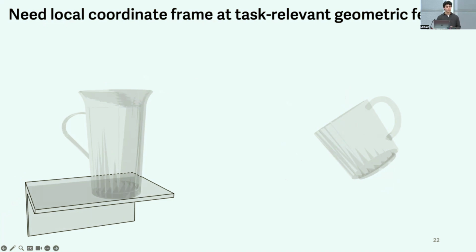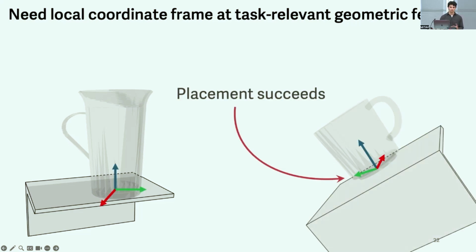However, the local feature to use is specific to a task. So we need the ability to attach these local frames at different geometric features on the object. For instance here, if we now want to place a mug on a shelf, we can attach a frame to the bottom of the mug, then detect the corresponding frame and align the shelf with the bottom of the new mug.